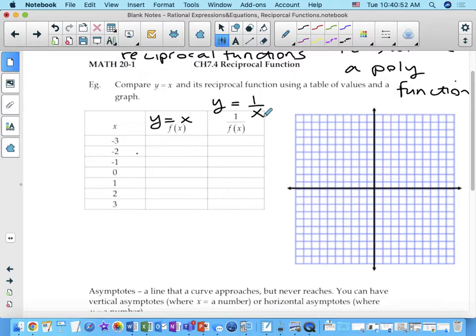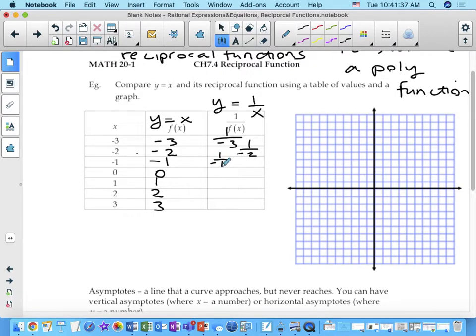If x is -3, y equals x, y is going to be -3. If x is -2, y will be -2. When x is -1, y will be -1, and so on and so forth. Okay? Now, when we look at the reciprocal, y equals 1 over x, when x is -3, y is going to be 1 over -3. Okay, when x is -2, y is going to be 1 over -2. This is going to be 1 over -1.